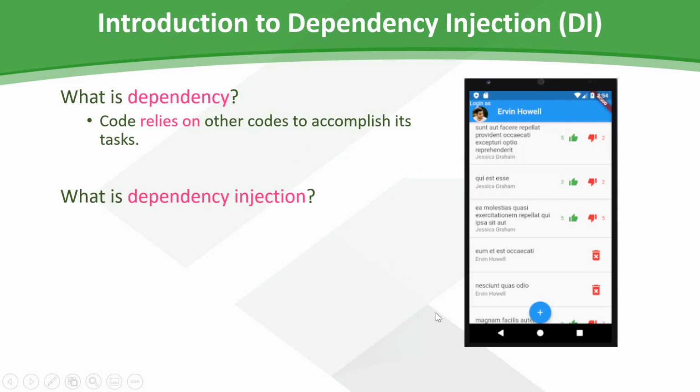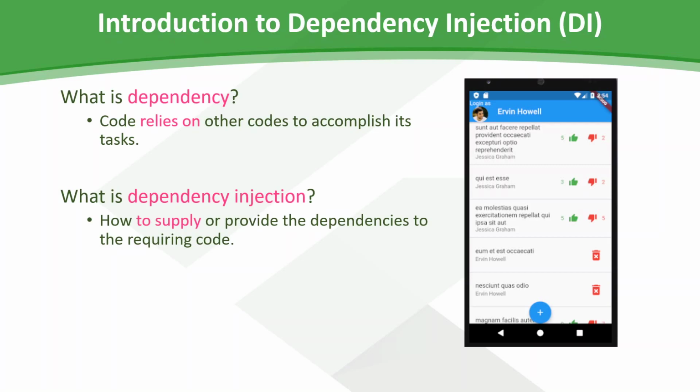Then what is dependency injection? The keyword here is injection. Dependency injection is basically how to supply or provide the dependencies to the requiring code. For example, how we provide this user information, how we provide the list of to-dos, and how we provide the service for doing the voting here, this like and dislike. That is dependency injection. In fact, dependency injection is just a catchy, glorifying name to indicate how we provide the data, how we provide the dependencies. It can be data or it can be services.